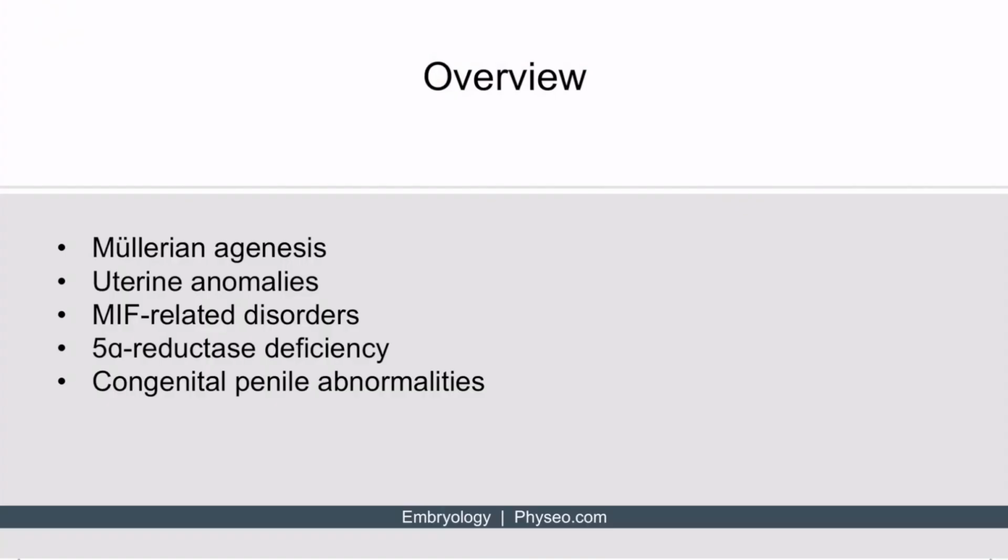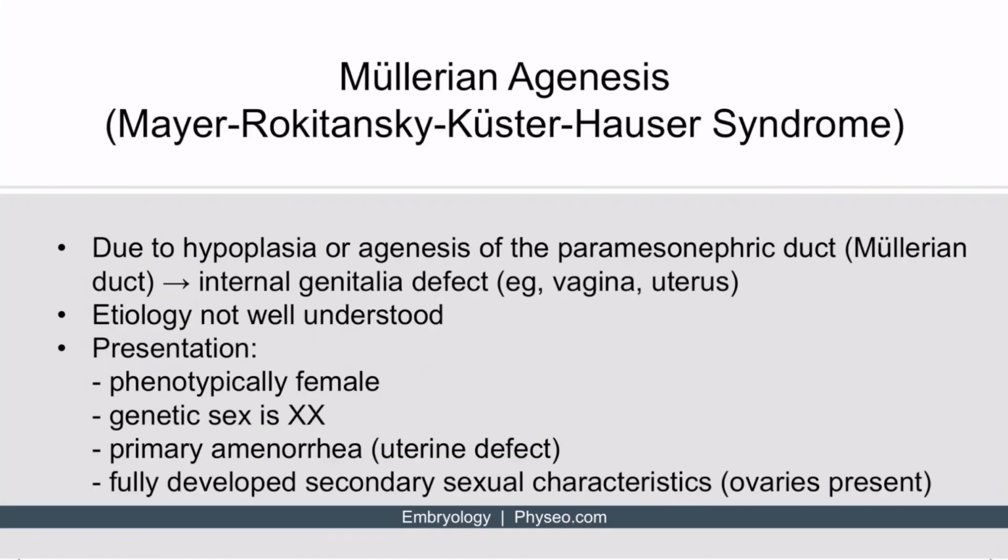Let's begin with Müllerian agenesis. Müllerian agenesis is also known as Mayer-Rokitansky-Kuster-Hauser syndrome. This is due to hypoplasia or agenesis of the paramesonephric duct, which, as you'll recall, is also known as the Müllerian duct, hence the name Müllerian agenesis. And as we've just learned, the Müllerian duct is responsible for the development of the female internal genitalia. So it's logical that if this is defective, then the internal genitalia would also be defective, including the vagina and uterus. The exact reasoning behind why this occurs is not well understood.